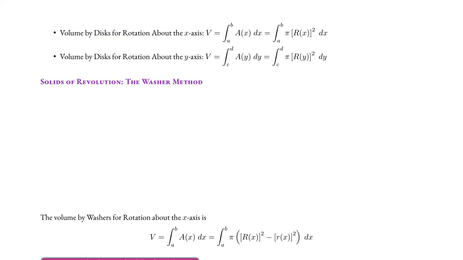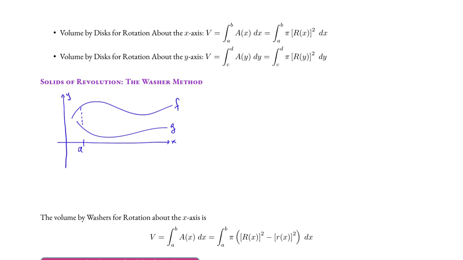Suppose now we have a region that is bounded by the two curves f and g on the interval a, b. If we take the enclosed region on the interval a, b and rotate it about the x-axis, we will obtain a solid. To find the volume of this solid, we slice the solids perpendicular to the x-axis.